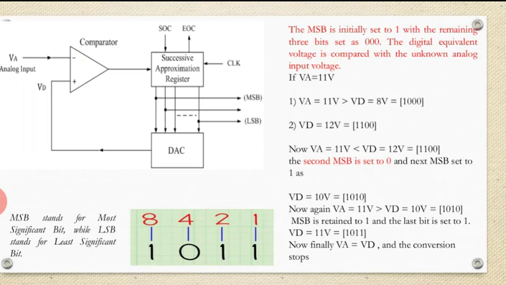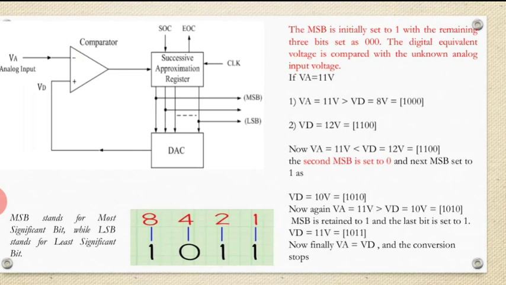I hope everyone has understood. It means nothing but a successive approximation: it takes the values one after another and checks them. If the value is less than the analog value, then it will be set to 0. If VD is less than the analog input, then it will be set to 1. I repeat here, if VD is less than the VA analog, then it will be set to 1.